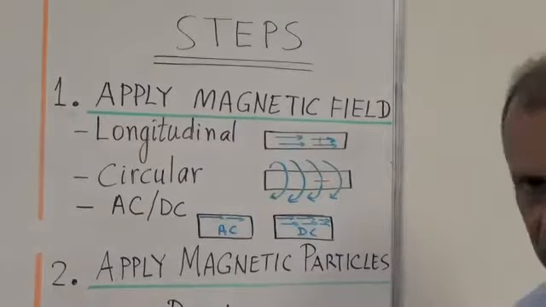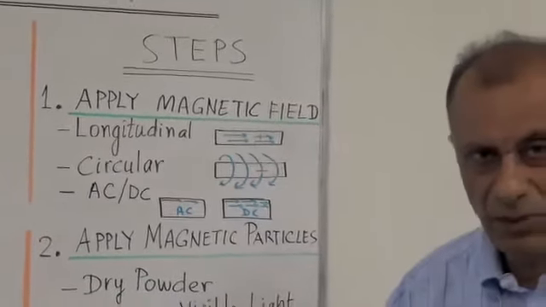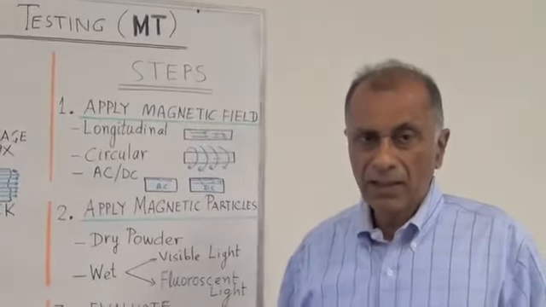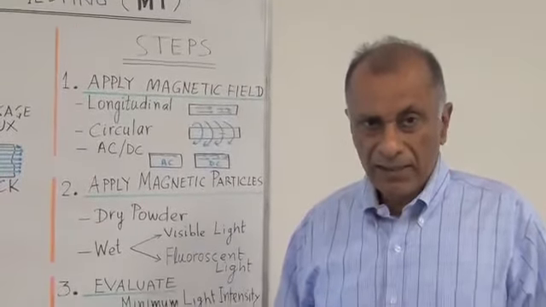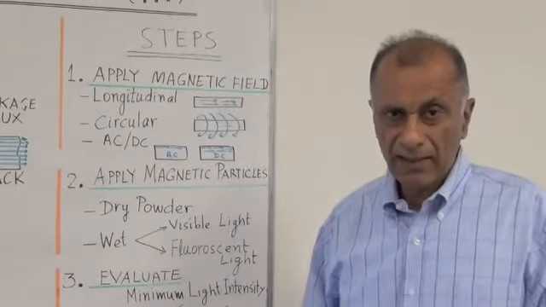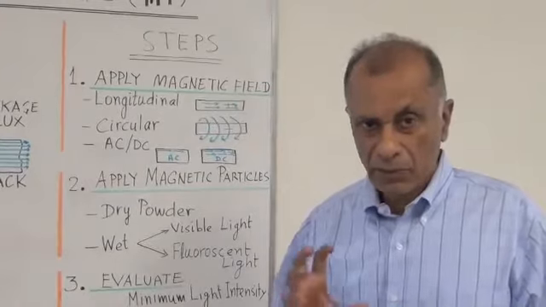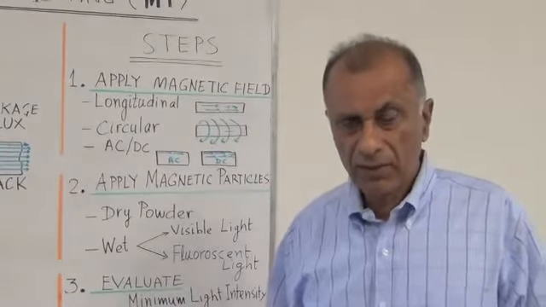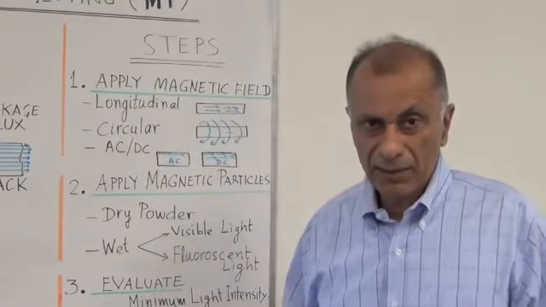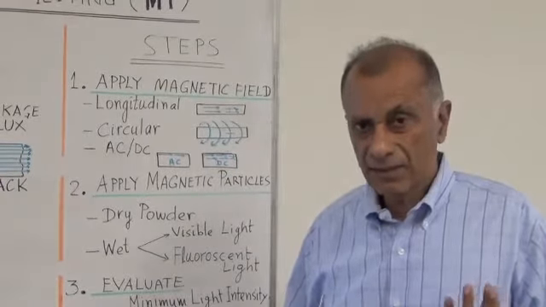Now these two fields could be AC, which is alternating current, or DC, which is direct current. The main advantage of the AC is that it's very sensitive for surface inspection. AC has a skin effect which produces a very concentrated field on the surface, and that is what we use magnetic particle testing for, the surface inspection.